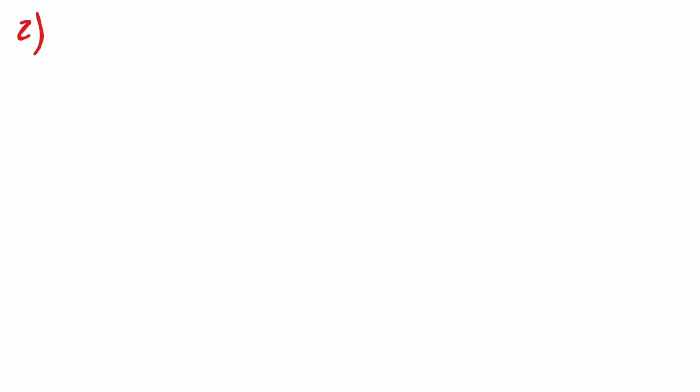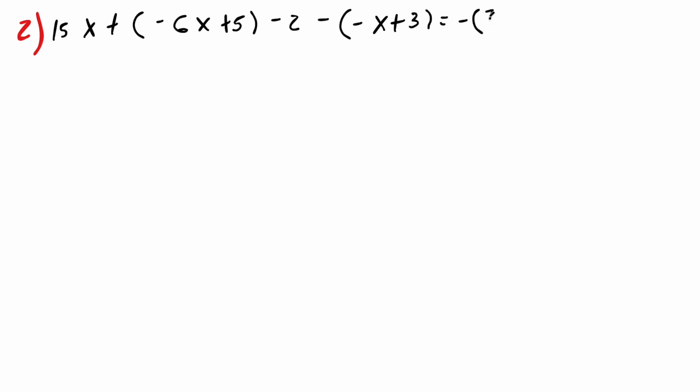For our second example's statement, we'll have the following. 15x plus negative 6x plus 5 minus 2 negative, open parenthesis, minus x plus 3 is equal to minus, open parenthesis, 7x plus 23 minus x plus, open parenthesis, 3 minus 2x. And so yeah, it's a lot, but don't worry. What do we have to do?